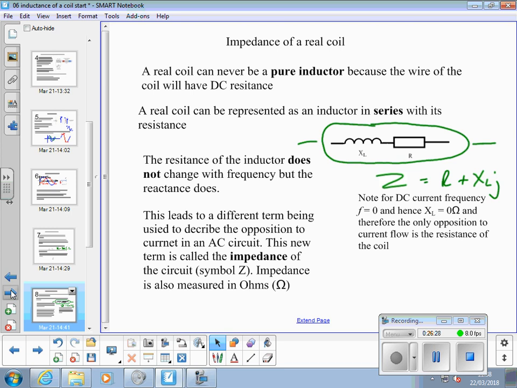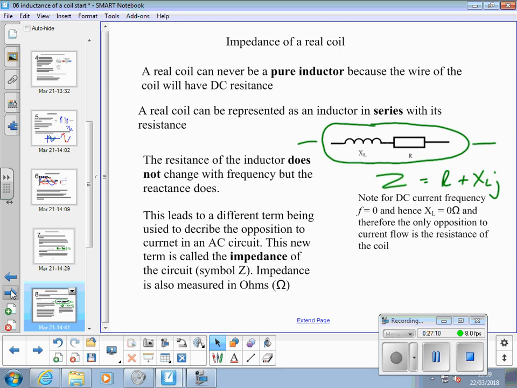Because it's always going to have some resistance. In some cases that might be so negligible that you can ignore it. Nevertheless, there's always going to be a little. Note for DC current, frequency F is equal to 0. That means XL will also be 0, because you're multiplying 2 pi times L by 0, and the outcome is 0. So once we get to 0 frequency DC, the fact that there's an inductor there makes no difference. It's just treated like a resistor on its own.